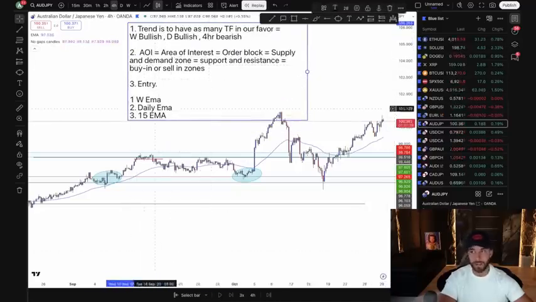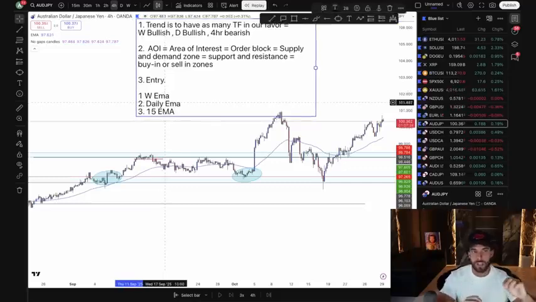Now you use the EMA to have these added entries, and the more rejections and the more time frames you're above it, the better confirmations you're going to have. The more confirmations, the better, but you can still take it with least confirmations. Just know that it's a bit of a higher risk trade.